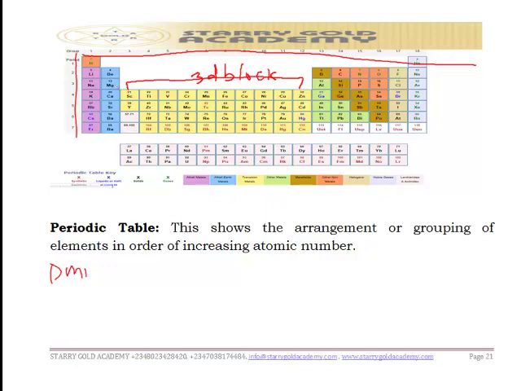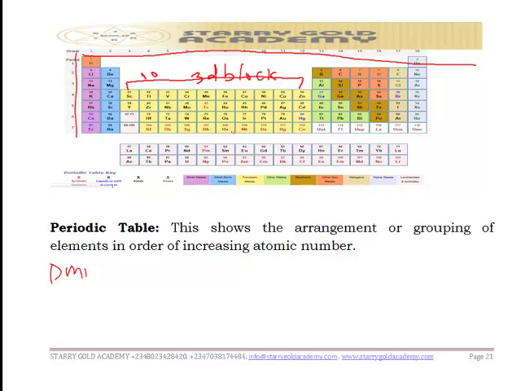The transition metals are in between the group 2 and the group 3 elements. They are 10 in number. So 10 plus the 8 groups makes it 18. So this is the sketch, or the diagram, of the periodic table. Now quickly let's talk about the periodic table. This periodic table shows the arrangement or grouping of elements in order of increasing atomic number.